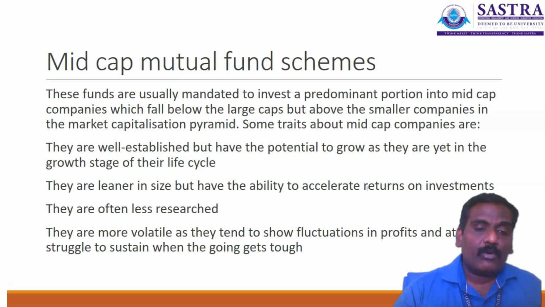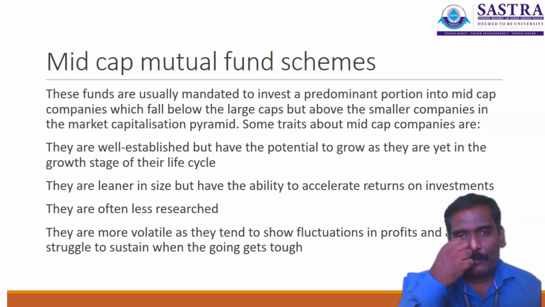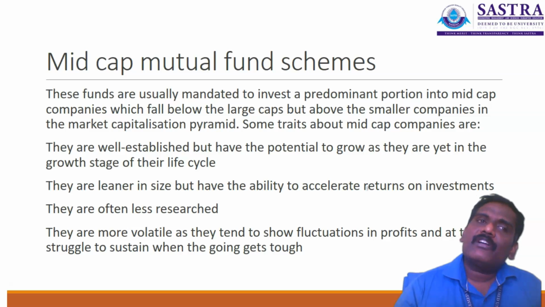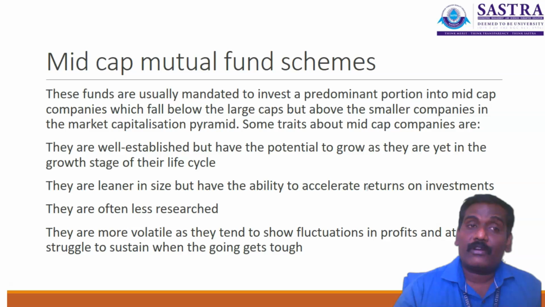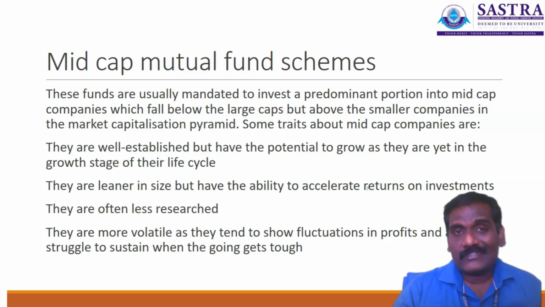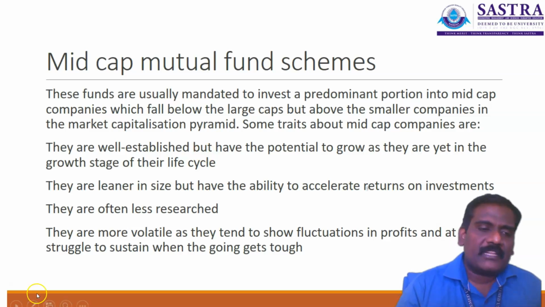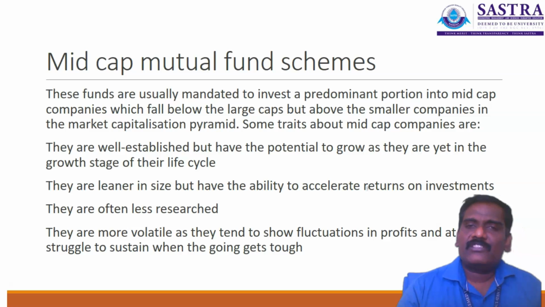They are more volatile, and they tend to show fluctuations of profit when they struggle to sustain. When they get into tough times, things are going to happen. Compared to the large capitalized companies, the mid capitalized companies have fluctuating returns, but the large capitalized companies do not have fluctuating returns.